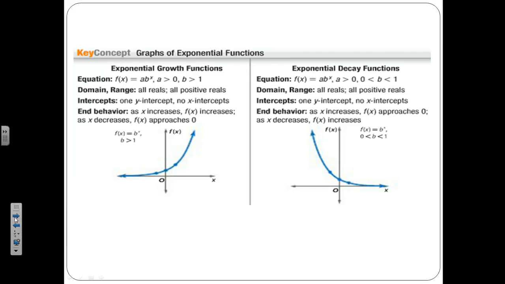So let's take a look at this chart that's on your note sheet. It's graphs of exponential functions. So an exponential growth function would have the equation of the form f of x equals a times b to the x, where a is greater than 0 and b is greater than 1. And then the domain would be all reals, and the range would be all positive real numbers. The intercepts, there would be one y-intercept and no x-intercepts. That's because it won't cross that x-axis.